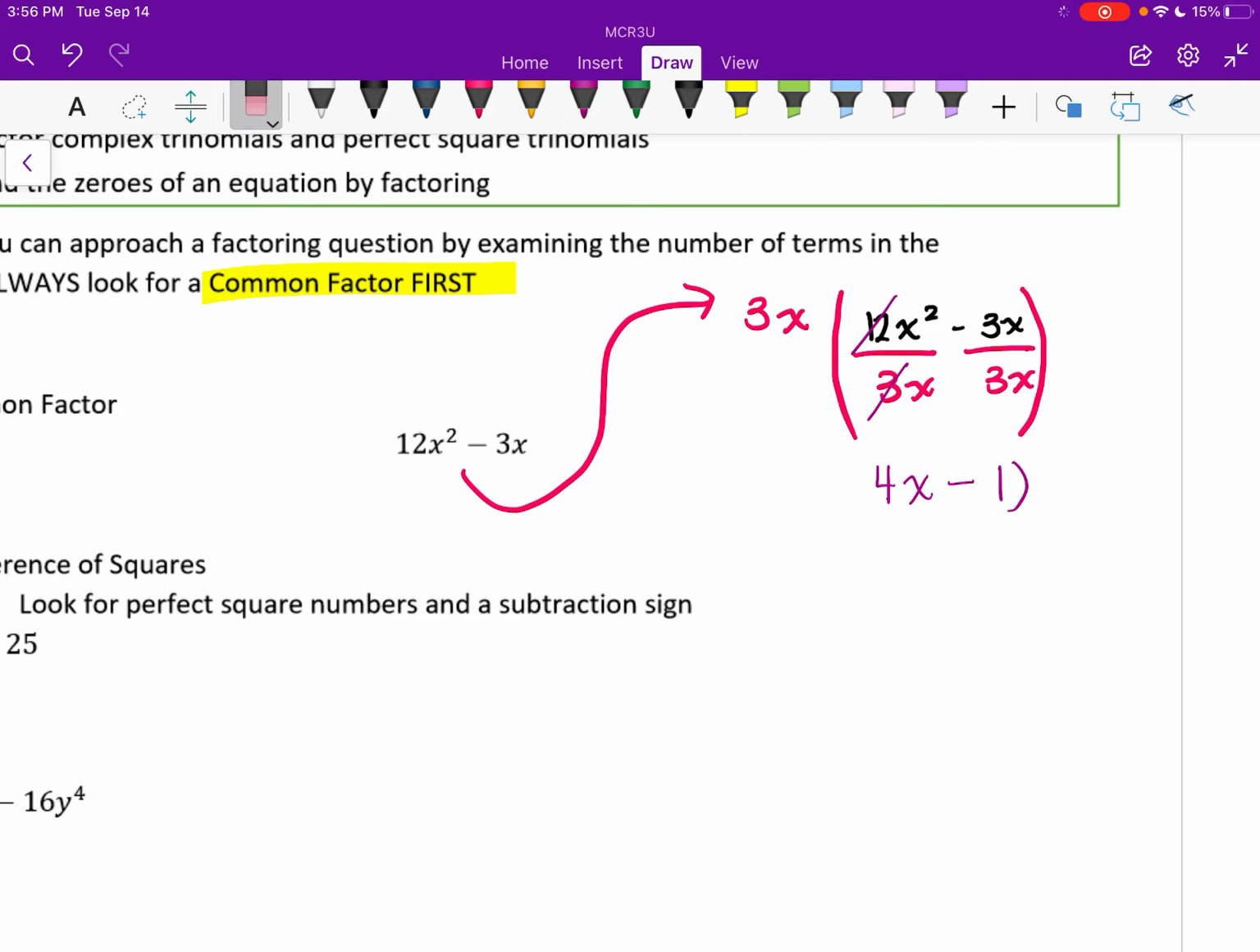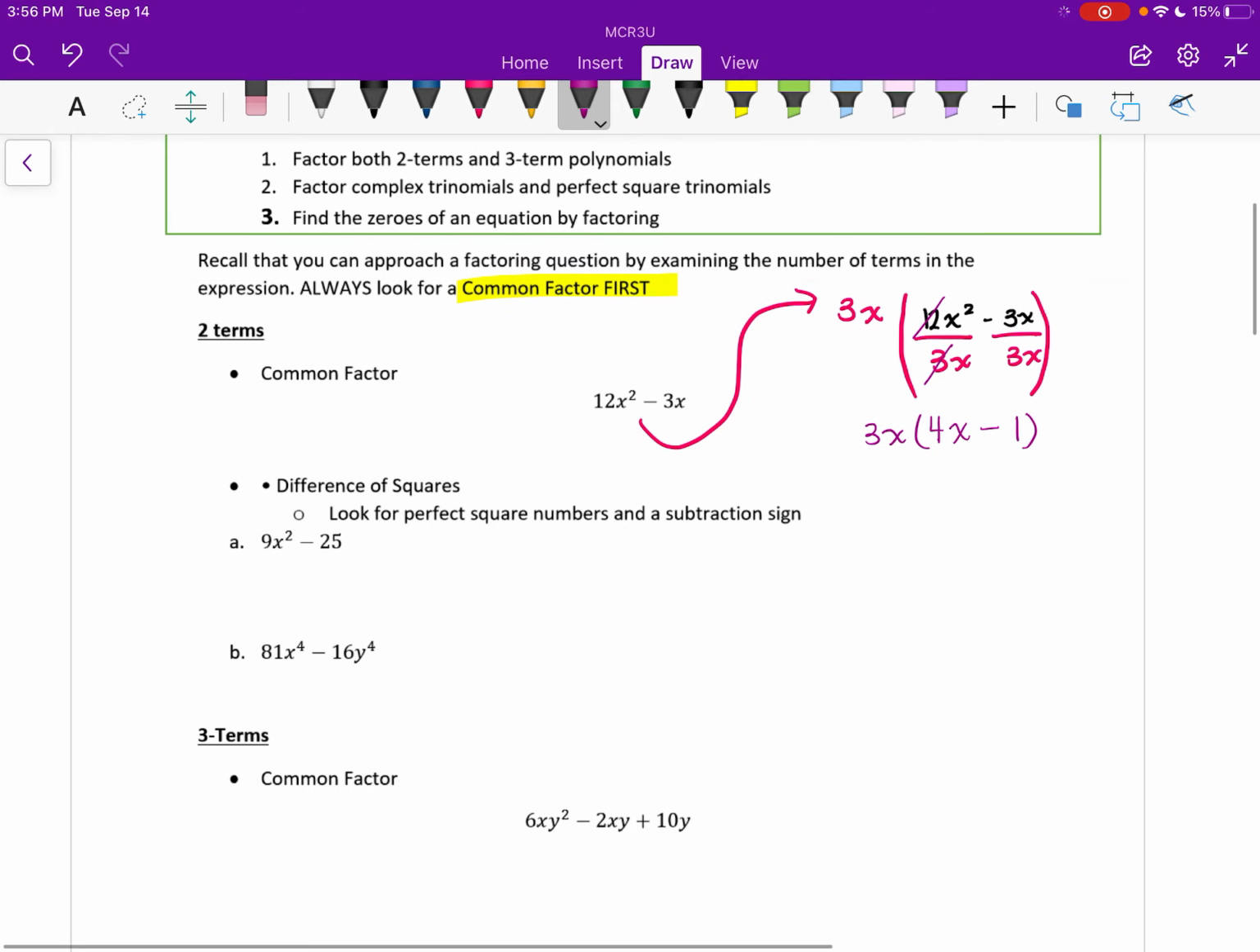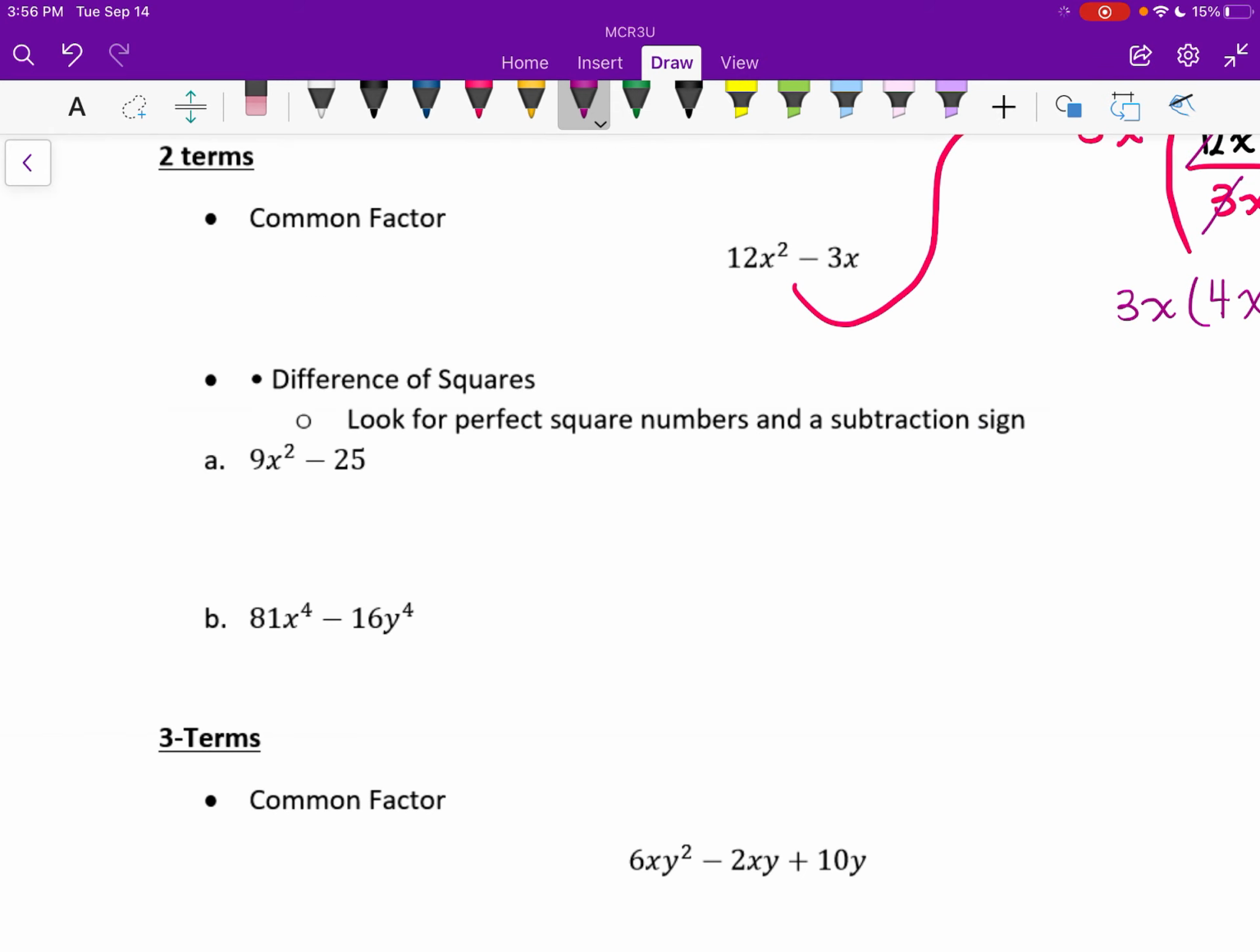If you're ever in doubt of whether you factored properly, you can just check your work by expanding and making sure that you get the same expression. Okay? So that's how you do that.